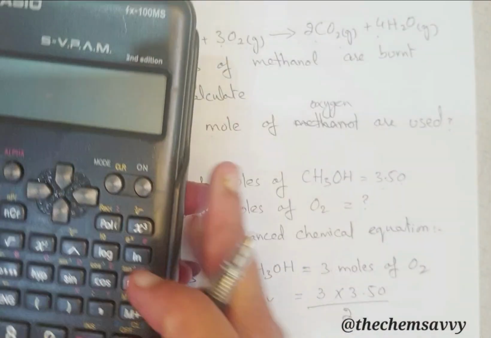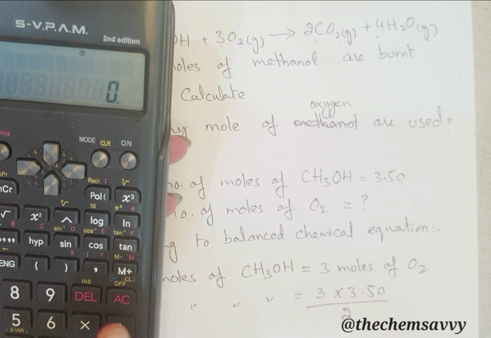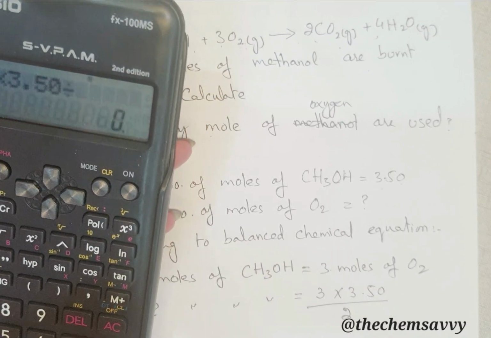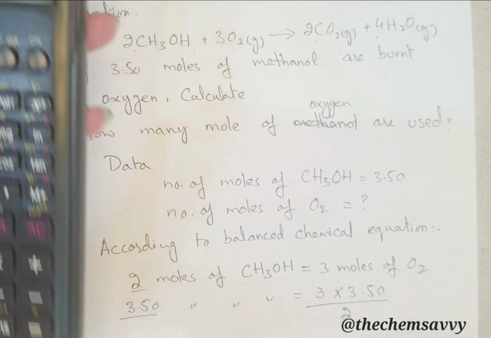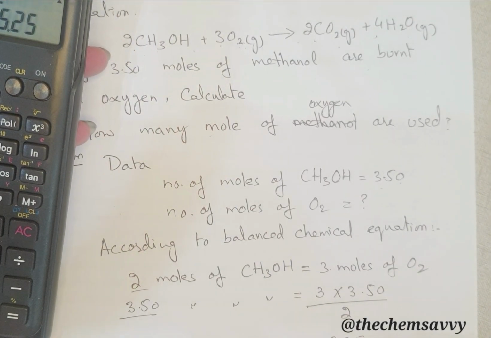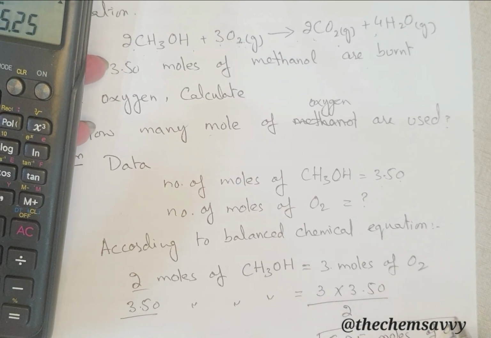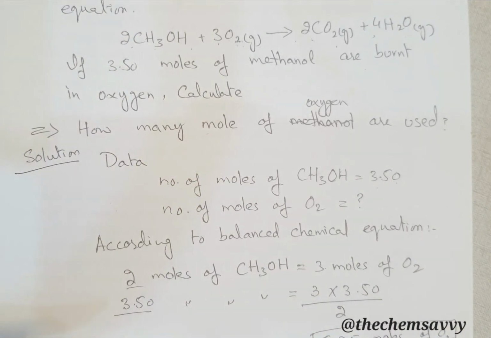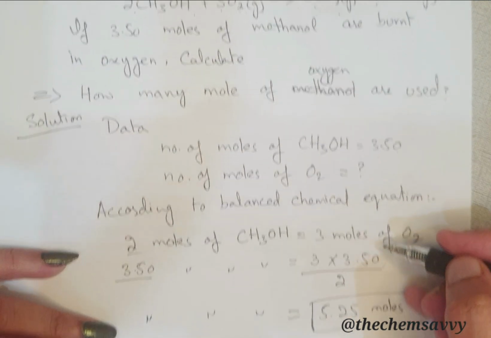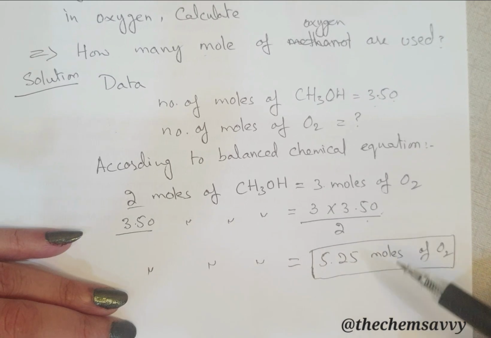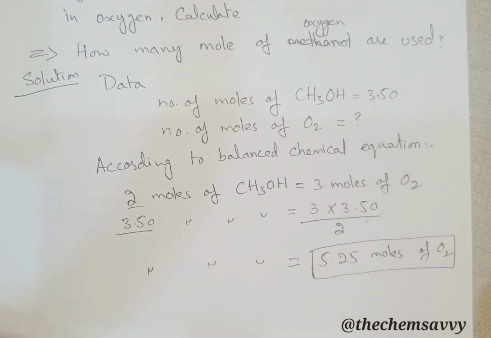So let's calculate it. 3 into 3.50 divided by 2 gives 5.25 moles of oxygen. So it means that if we have to completely burn 3.50 moles of methanol, we require 5.25 moles of oxygen. So this is how we solve stoichiometric examples, calculations.